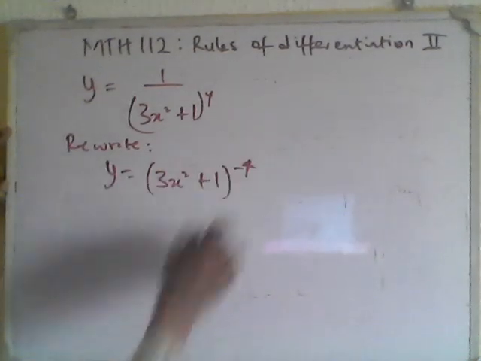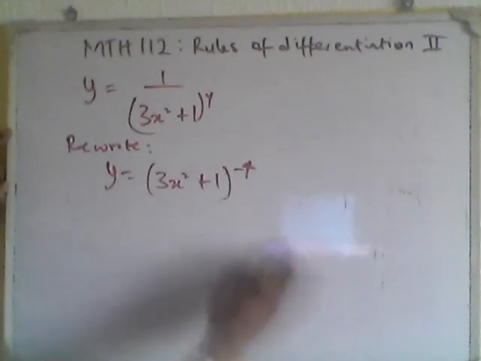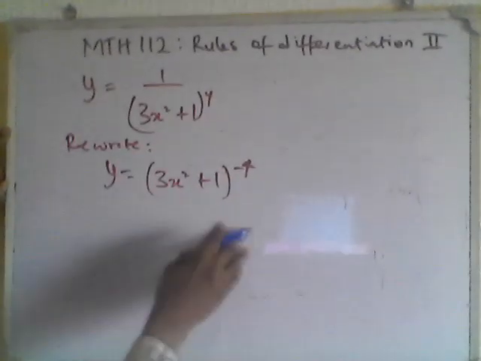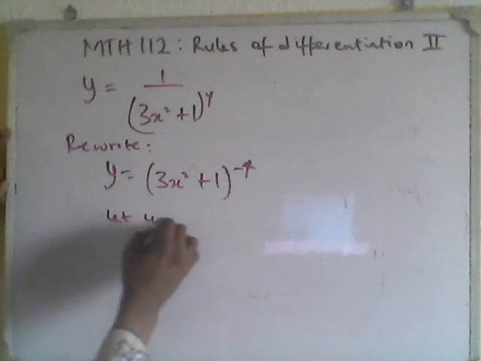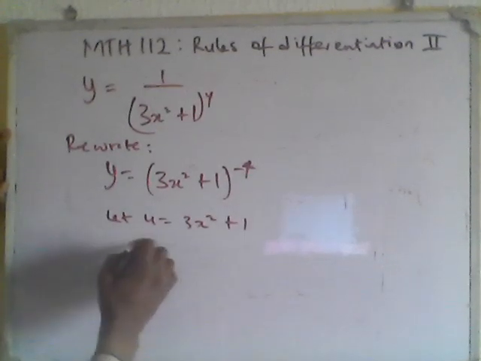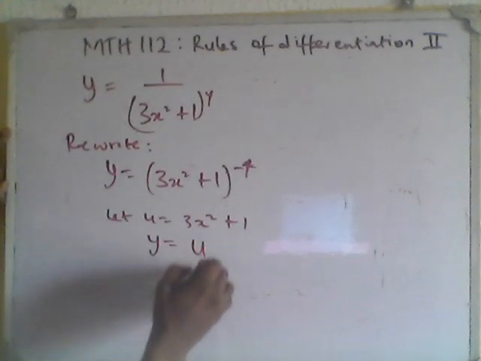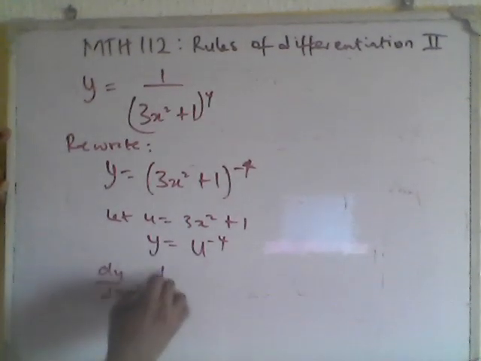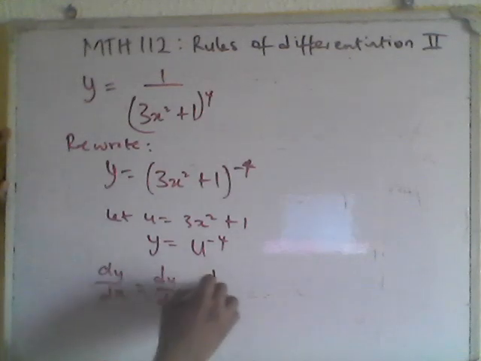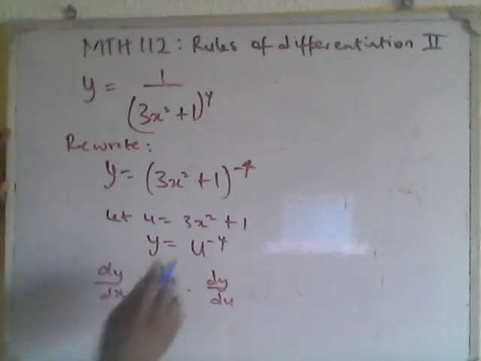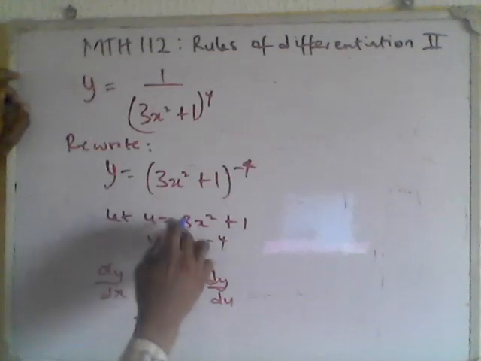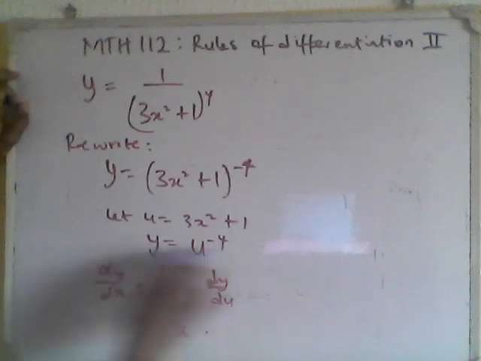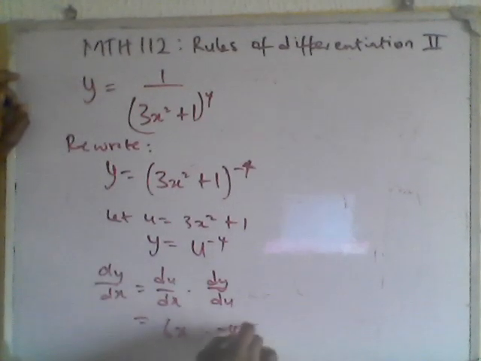So I have it in a form of a composite form, where this is the inside function and you have the outside function. So this one is easy enough. Just say let u be 3x squared plus 1, and y is equals to u to the power minus 4. So dy/dx is equals to du/dx times dy/du, right? So du/dx is 2 times 3, which is 6x, and the constant 1 is 0. Then dy/du is minus 4u to the power minus 5.